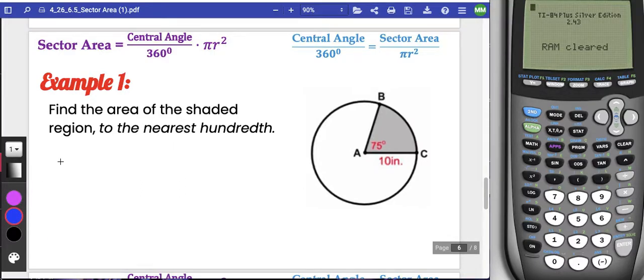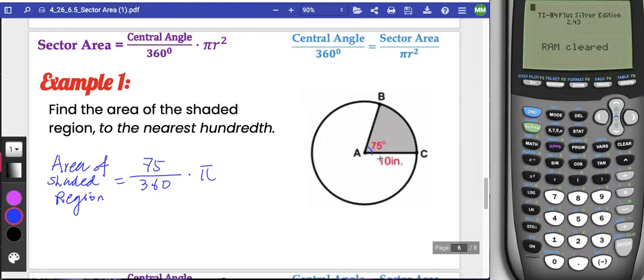So the area of the shaded region equals the central angle over 360. In this case, the central angle is 75 over 360 degrees, times pi, and r is 10 inches, which is already given. So now I'm going to type everything in again.